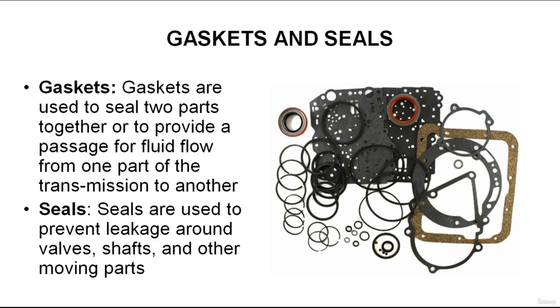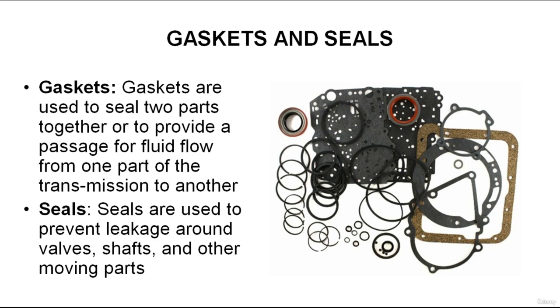Gaskets are used to seal two parts together or to provide a passage for fluid flow from one part of the transmission to another. Gaskets are easily divided into two separate groups, hard and soft. Depending on their application, hard gaskets are used whenever the surfaces to be sealed are smooth. This type of gasket is usually made of paper.